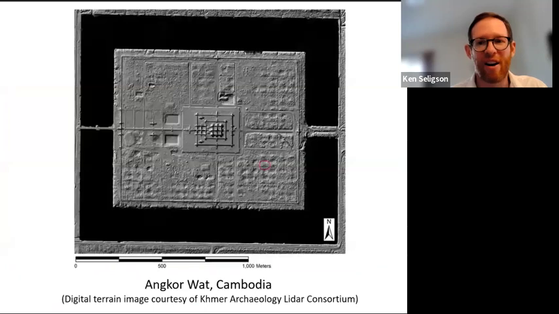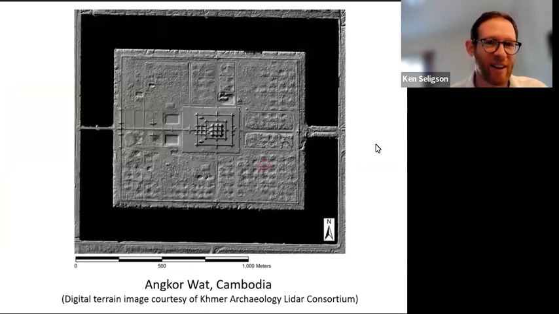They've used LiDAR over Angkor in Cambodia. This is the center part, Angkor Wat, and you can see little patches where there were buildings all around the central area. Then out beyond the central temple precinct of Angkor Wat, you can see how large the city was and how far it extended using LiDAR.